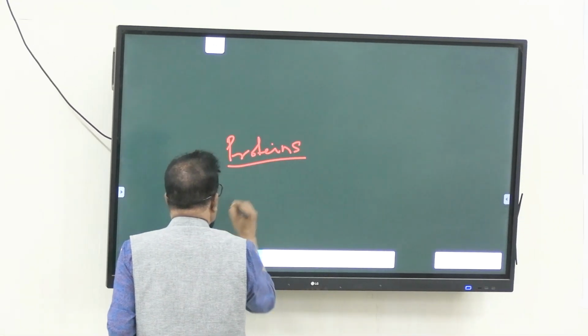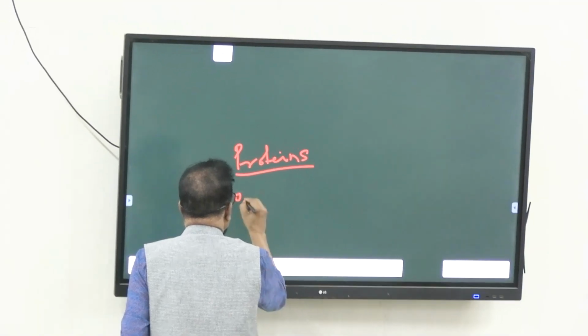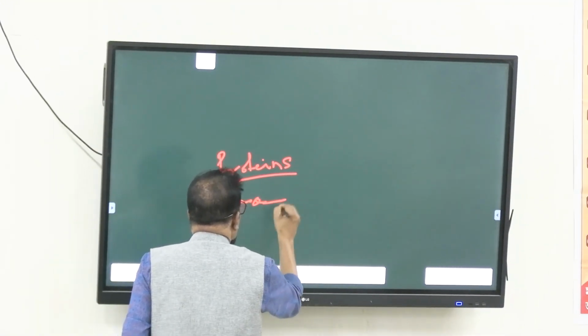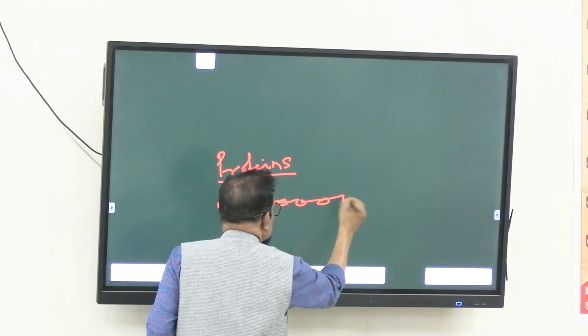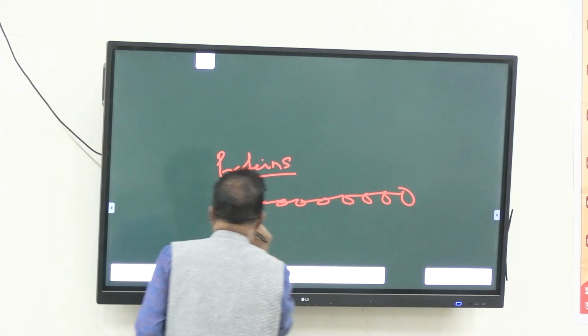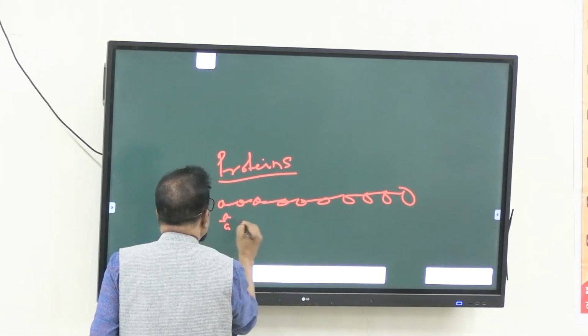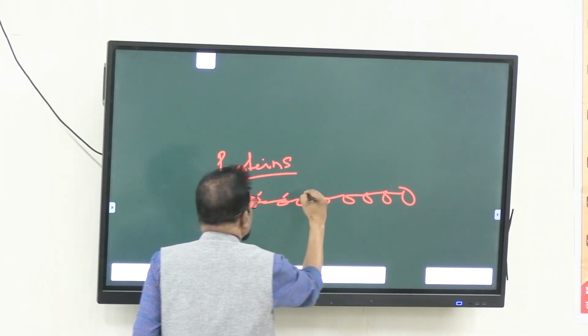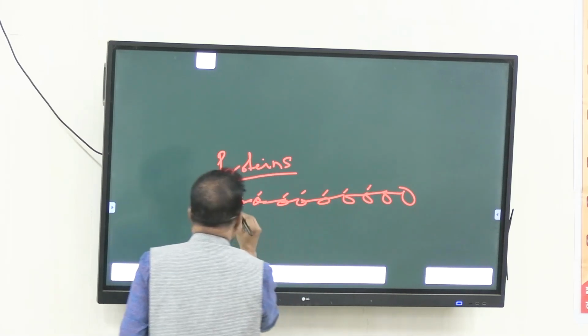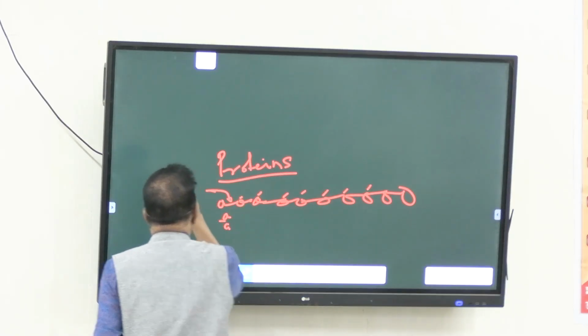These proteins, they are made up of polypeptide chains. These are amino acids. These are different types of amino acids. They are linked together by peptide bonds.